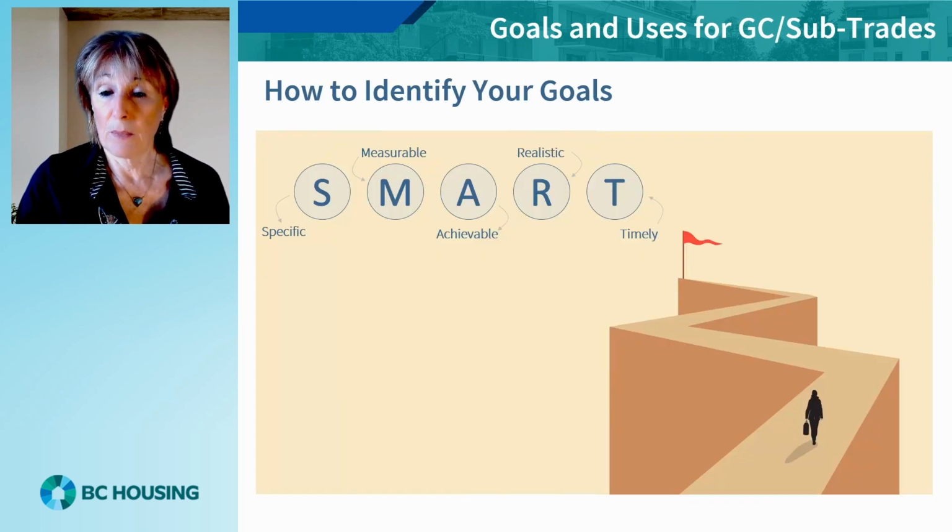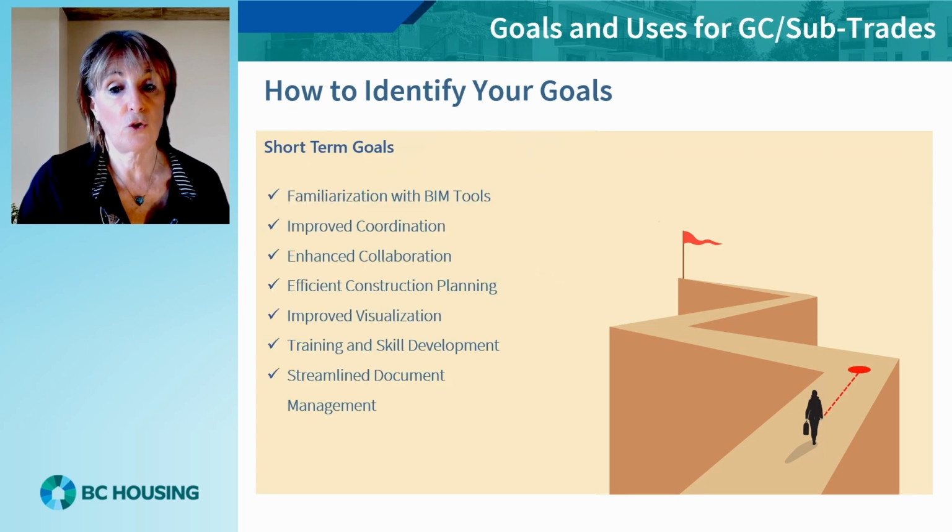So remember SMART when defining your goals: specific, measurable, achievable, realistic, and timely. The short-term goals for general contractors and trades using BIM usually aim for immediate improvement in efficiency, coordination, and project delivery. By prioritizing these short-term goals, general contractors and trades can swiftly experience the advantages of BIM, including enhanced coordination, collaboration, efficiency, and project delivery. This lays the groundwork for long-term success in implementing BIM within their organization.